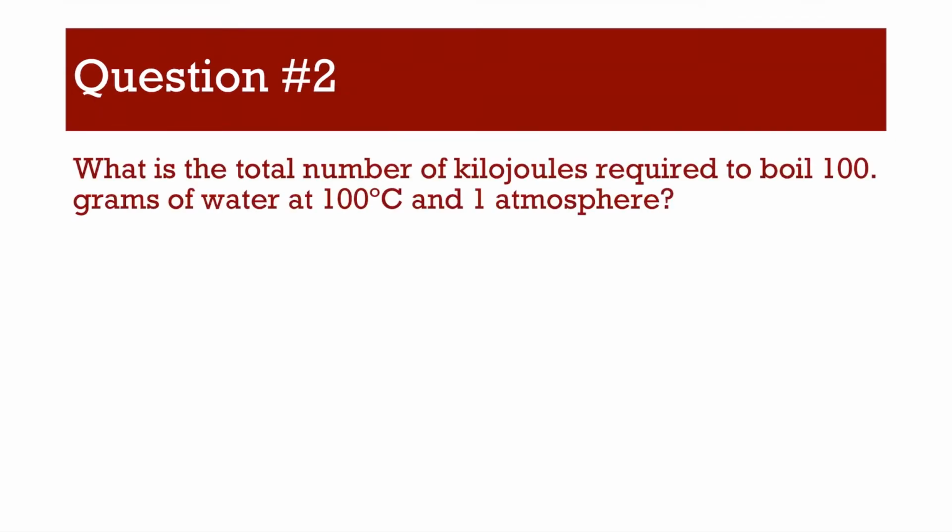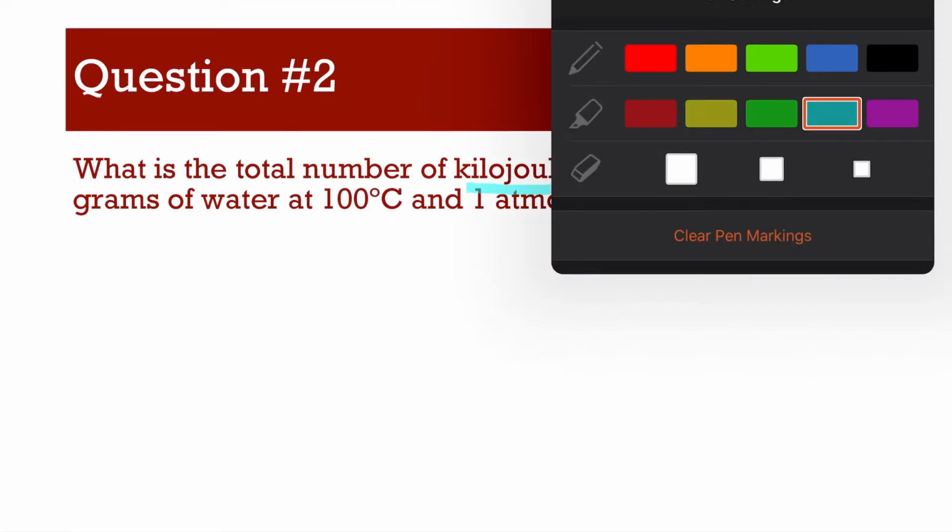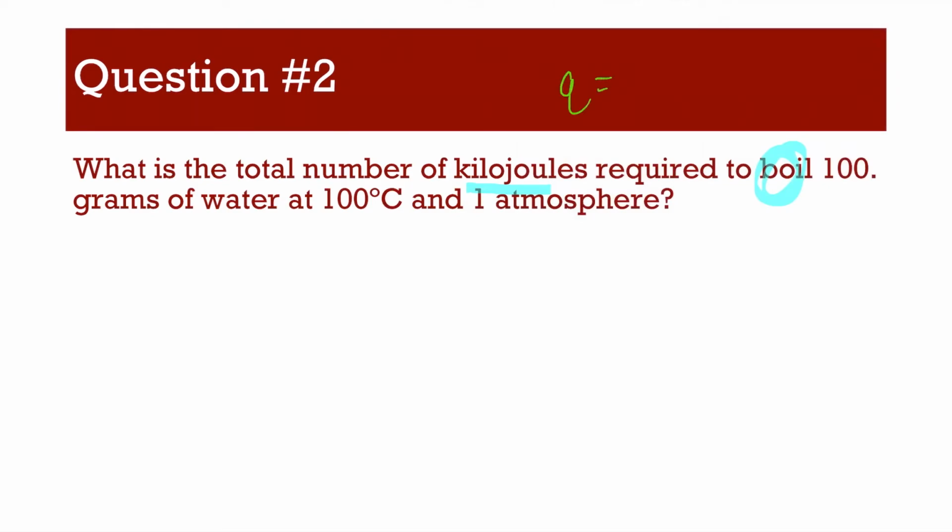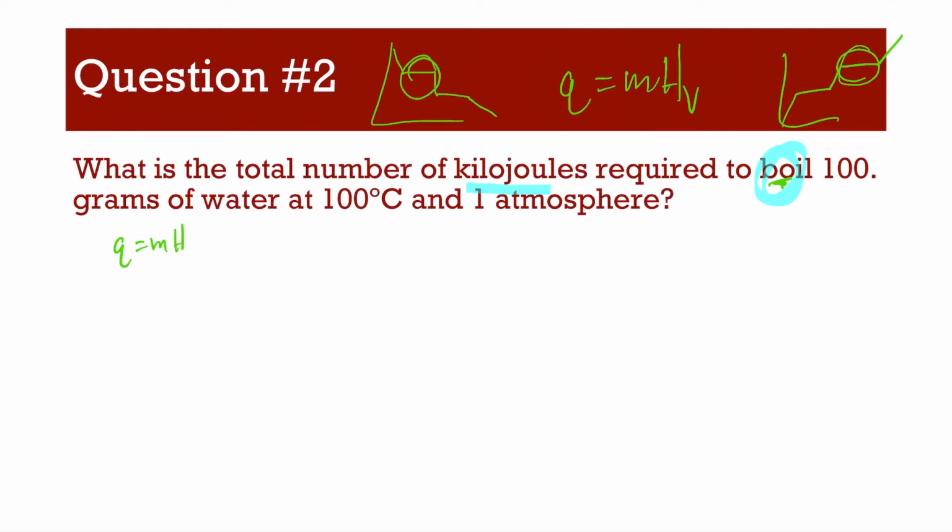Okay, so let's jump into an equation. What is the total number of kilojoules required to boil? So boil, that is our keyword that we're going to be using, Q equals mHv. Boil, condense, vaporize, all those words refer to the higher point of the heating or cooling curve. So boil is our clue. So we're going to use Q equals mHv, list it out.